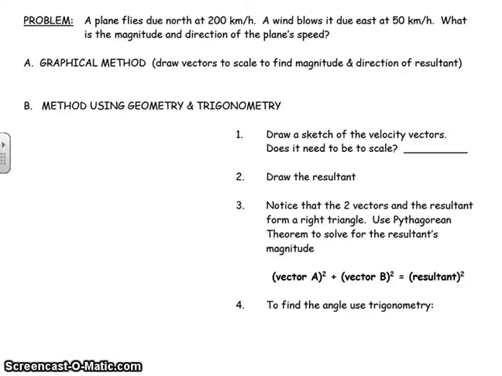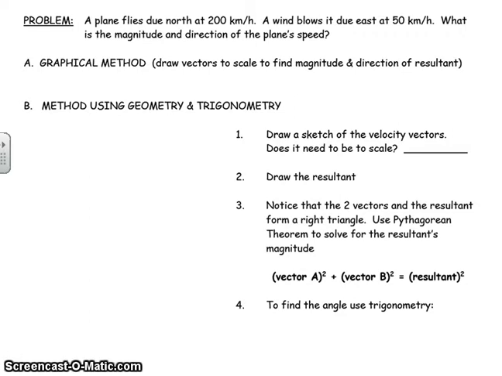Alright, so this lesson is on how to add vectors without using a protractor and a ruler, which we used in our previous lesson when we were doing the graphical method. So the method we're going to do here is what is expected from here on, basically using geometry and trigonometry to solve for the sum or difference between two or more vectors.